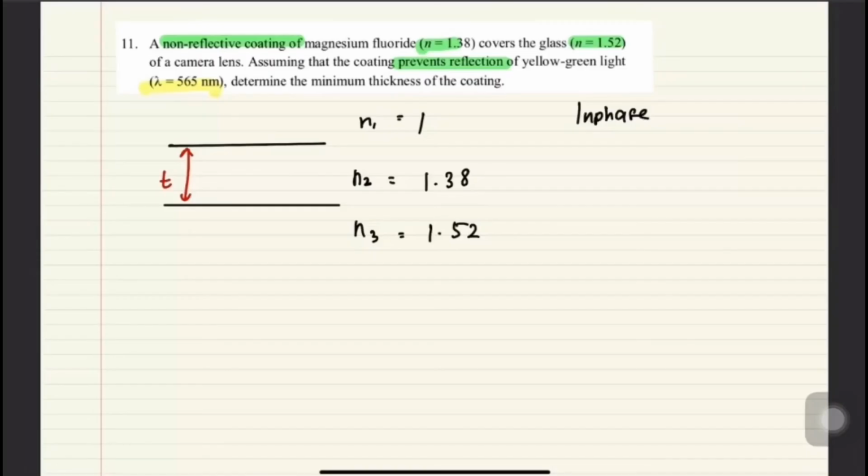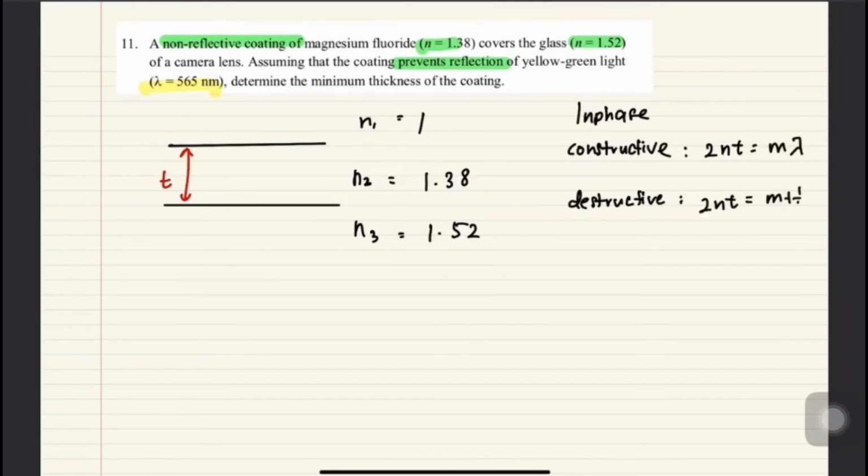Okay, so this one, the numbers are in sequence or not in sequence? In sequence. So is it in phase or anti-phase? In phase. So in phase, we still have 2 formulas, constructive and destructive. For constructive, in phase, it will be 2nt equals to m lambda. Destructive, 2nt equals to m plus half lambda.